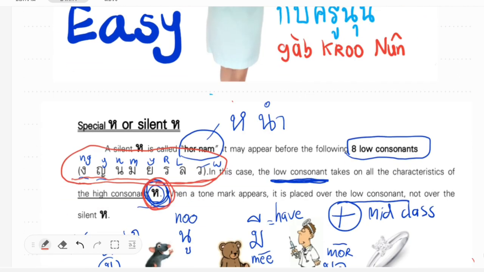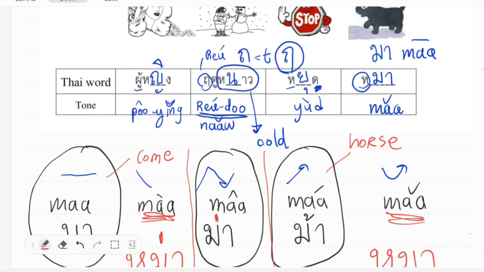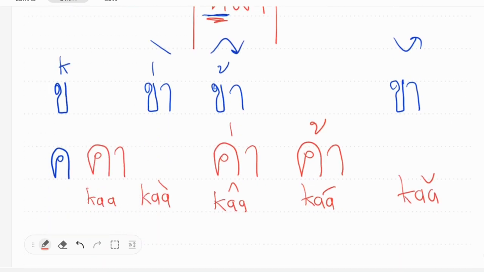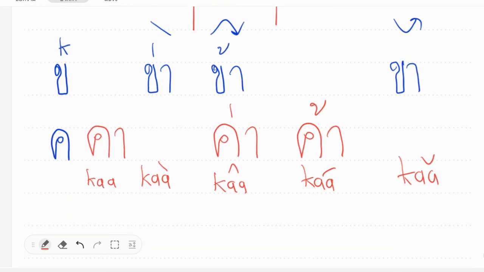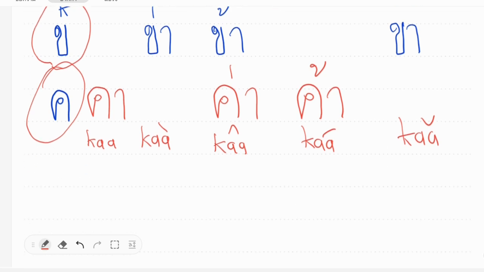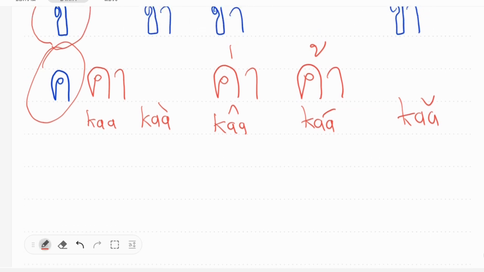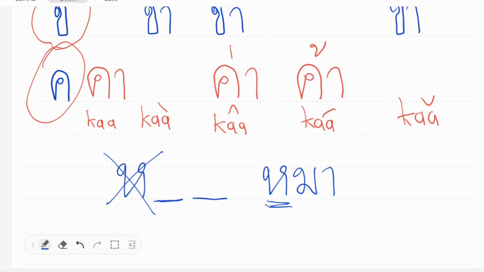Okay, I will put the link of the video that I did before about the high class consonant and the low class consonant, so you can see which consonants don't need H. Anyway, for this lesson, what I want to tell you is, if you see this consonant hoi hip in front of a consonant and the vowel after, you don't pronounce H. Follow the word that we have learned, like this one, ma. So it is just like you don't see it, and the word becomes a tone following the H class rules.